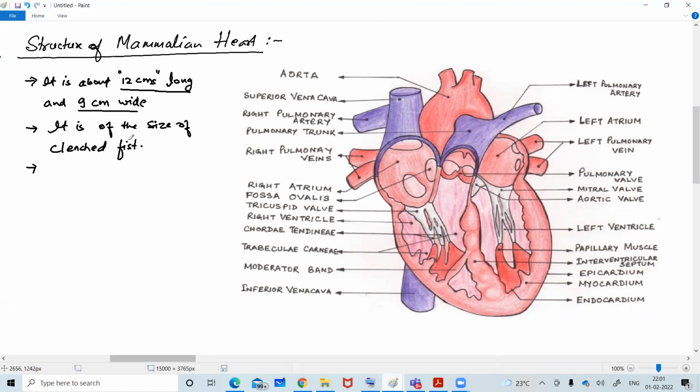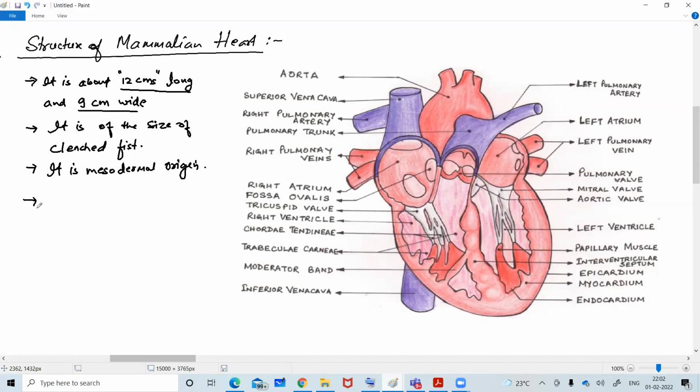Next, what is the origin? So the heart is of mesodermal origin. You can say it is of mesodermal origin.